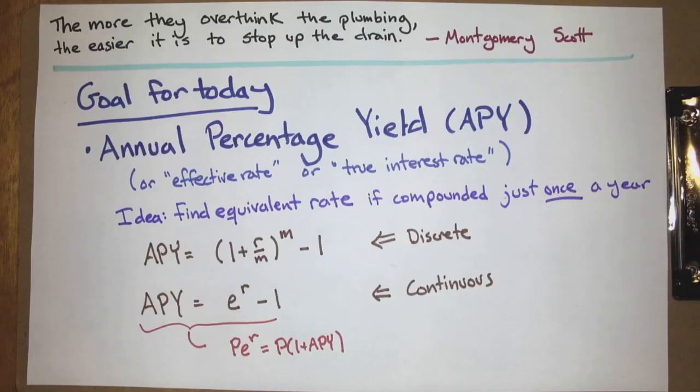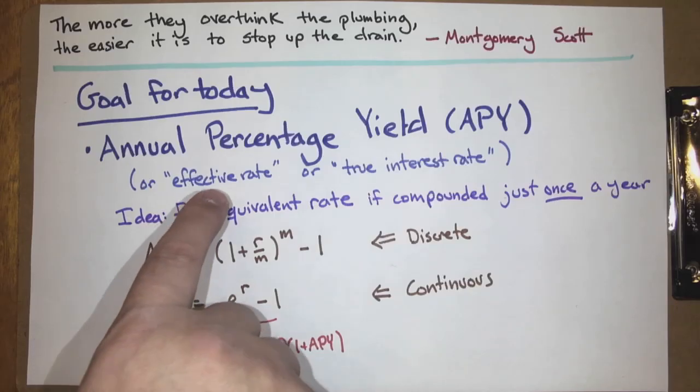And what's the idea? Well, it says, look, I'm a simple person. I like to just have a single number that somehow captures what's going on. So maybe I'm looking at these investments: one compounded quarterly at a certain interest rate, one compounded monthly, one compounded continuously. I say, come on, just boil it down to something so I can do an apples-to-apples comparison. This is also known as the effective rate and true interest rate.